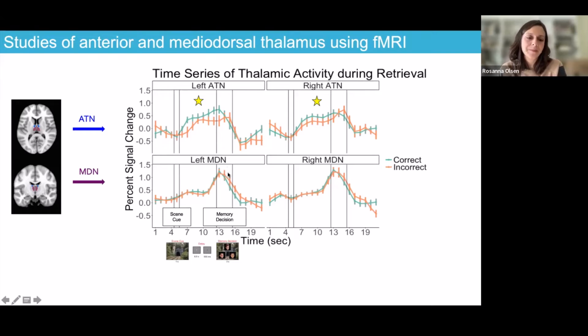during this memory decision phase in which participants were trying to differentiate between the three familiar faces. However, the signal didn't differ across correct and incorrect trials, suggesting that this region of the brain was not differentially active or involved in that memory process in the same way that the ATN is during the delay phase.